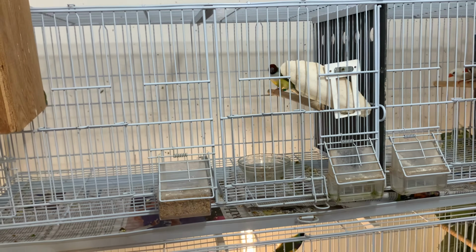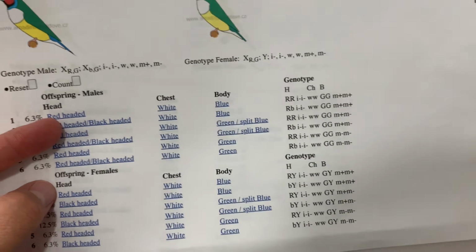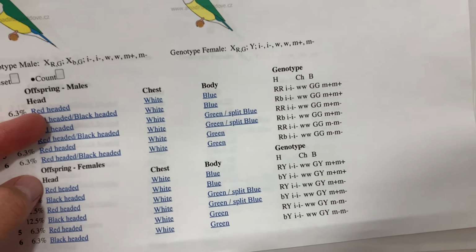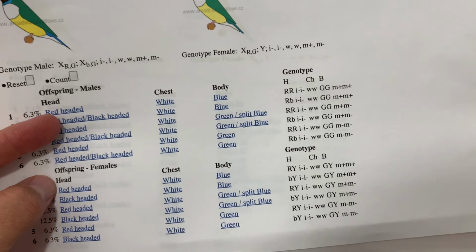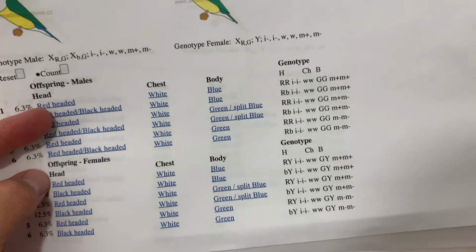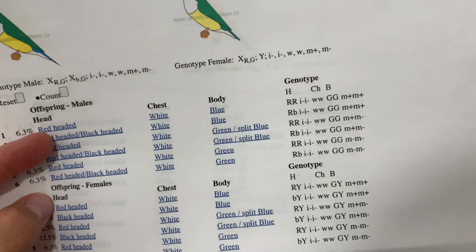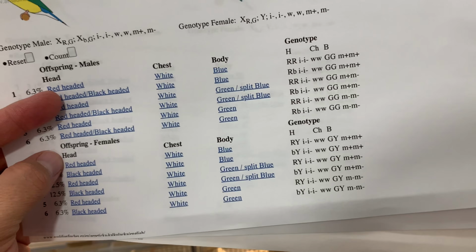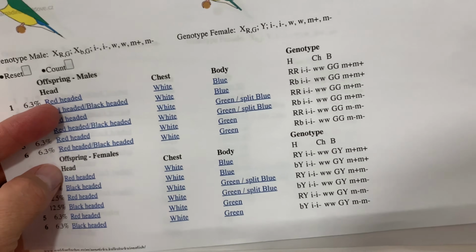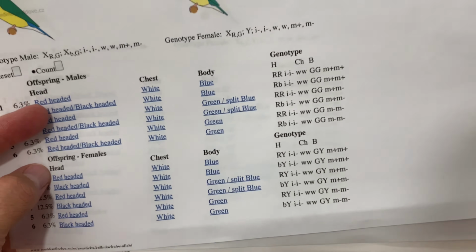So that means all of their babies will be white, okay? And then if you look at the body, half of my birds will be green, and then 25% of them will be green that'll be split to blueback, and then another 25% will actually be blueback babies, okay? So that's kind of what it is there.